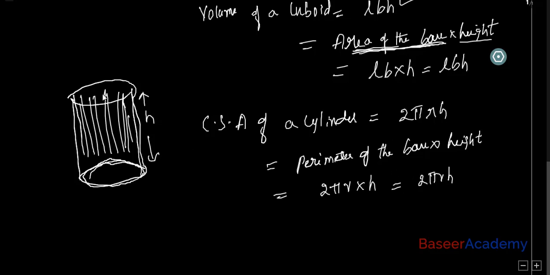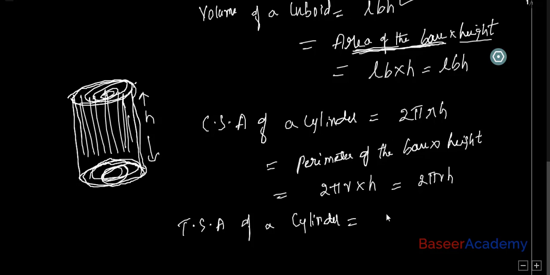Now if you add the top flat surface, which is a circle, and then the bottom flat surface, which is again a circle, then you get the total surface area of a cylinder. Let's see what is the total surface area of a cylinder. Total surface area is curved surface area plus the top circle and the bottom circle. So I'm just writing here top circle and the bottom circle.